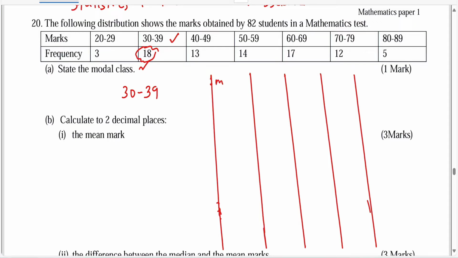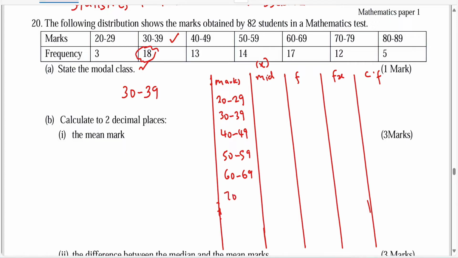So our marks. For those marks, lazima tuchore midpoint hapa, midpoint, which is basically our x, and then we have frequency, which is our f, and then we have fx, and then we have cumulative frequency, which will also help us. So 20 to 29, we have 30 to 39, we have 40 to 49, we have 50 to 59, we have 60 to 69, we have 70 to 79, and the last one being 80 to 89.